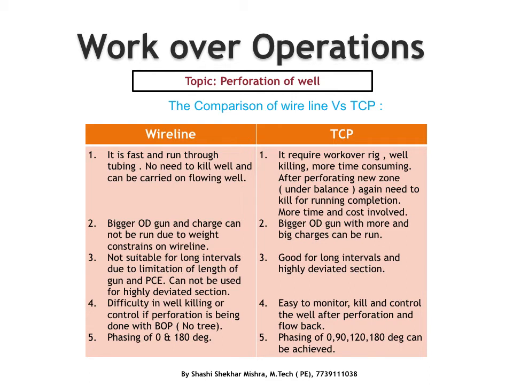So TCP involves more cost, but if the interval is long and we want good penetration, and the well can accept some pressure and well control is there, then TCP, and for the deviated section also, TCP is the best option against wireline.